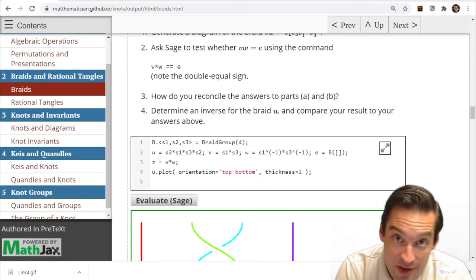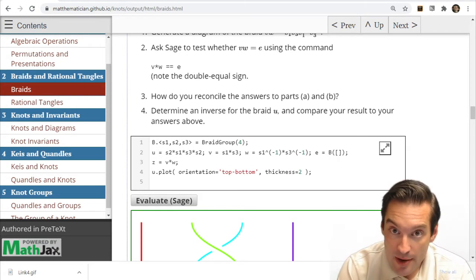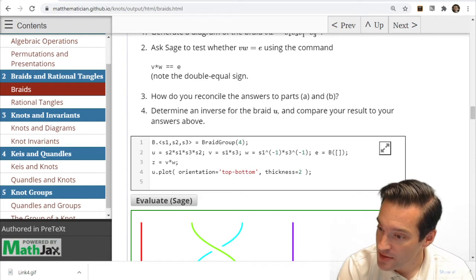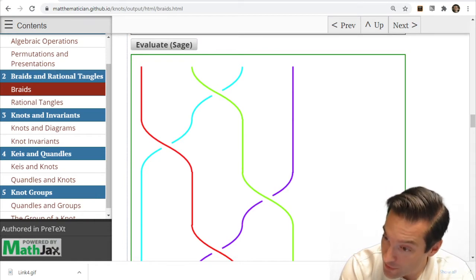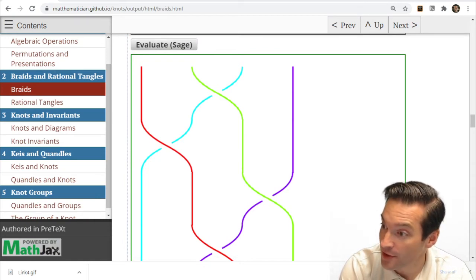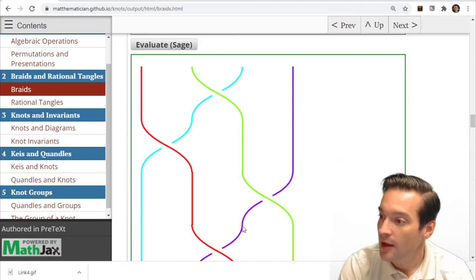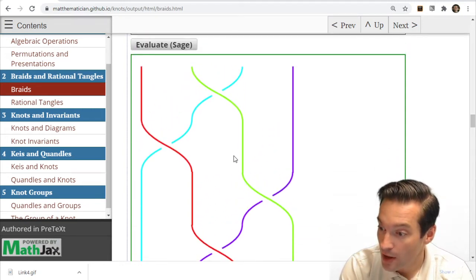The piece of this activity that I want to dwell on a little bit is the question about how to come up with the inverse for a braid. So in this example, you had this braid S2, S1, S3, S2. So its visualization was this right here. So the first crossing that happens is a positive crossing of the second strand with the third, followed by a positive crossing of the first with the second. And the next one is a positive crossing of the third and fourth. And then the last one that happens is a positive crossing of the second and third. So here's our braid that we call U.